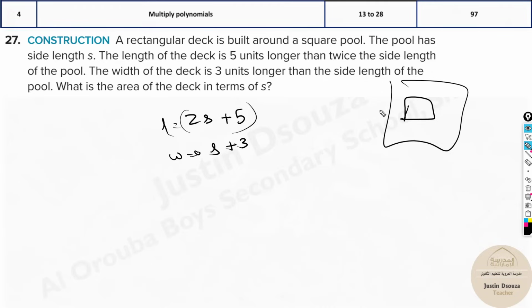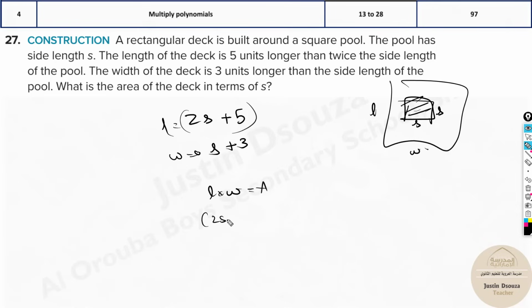So what we need to do is find the area of the deck in terms of S. We know it's length times width. We will find the total area and then subtract this out, because the side length of the pool is what? S, given over here, right? It's built around a square pool, and a square has the same side length. Now we will find the total area, just by multiplying length into width.